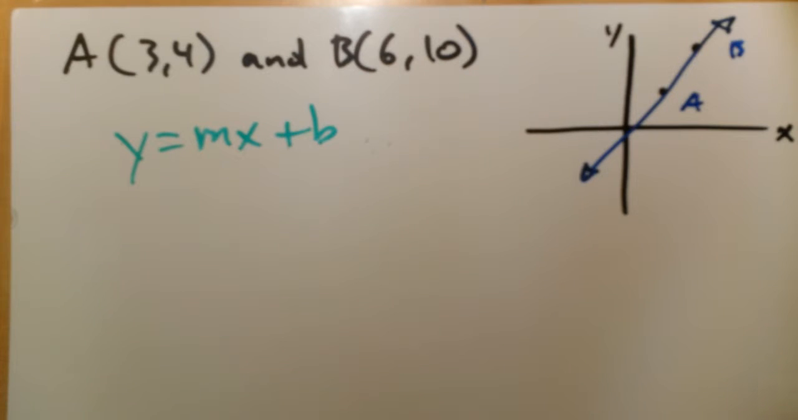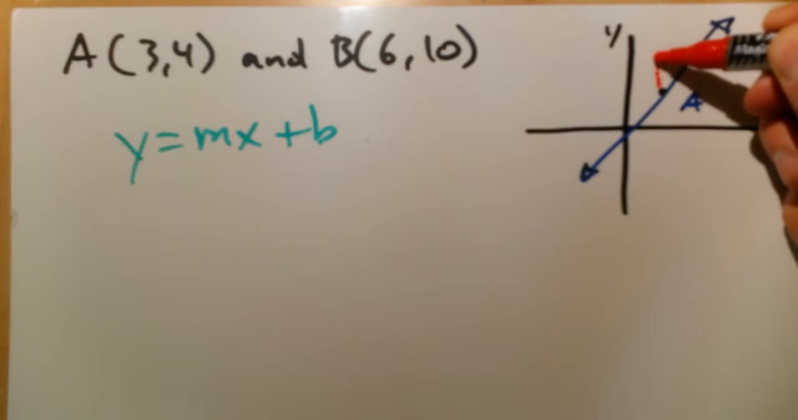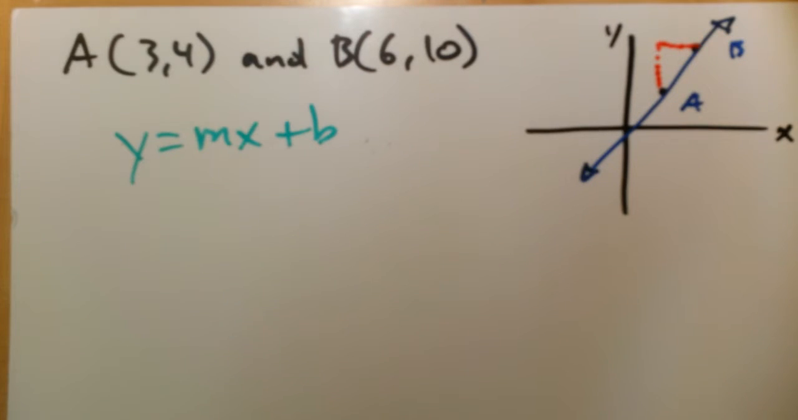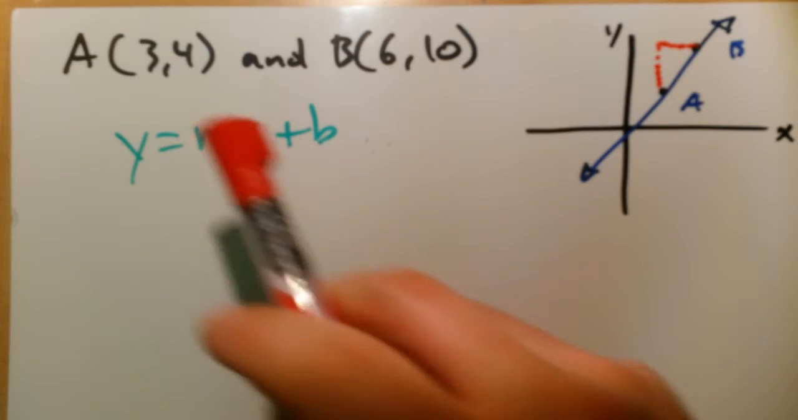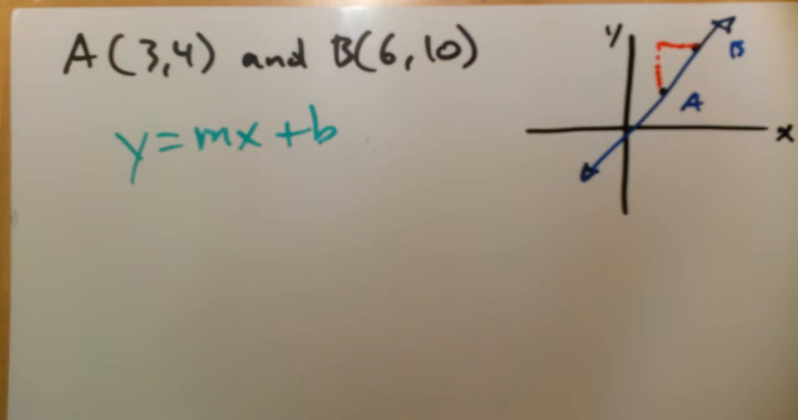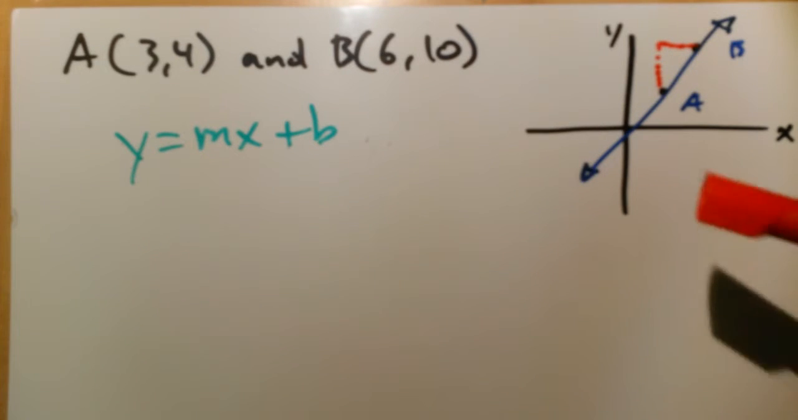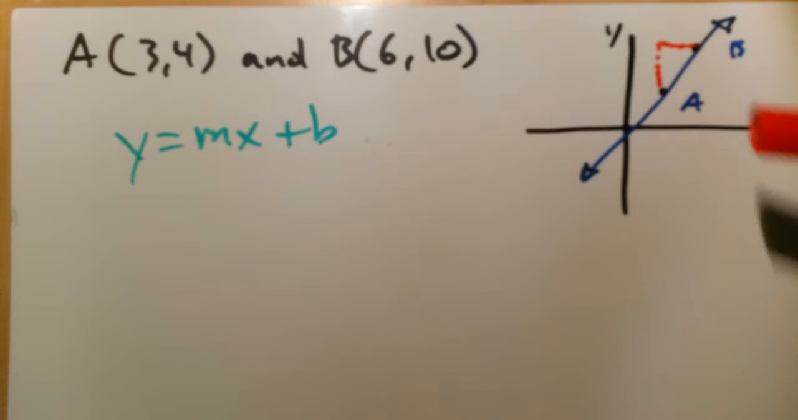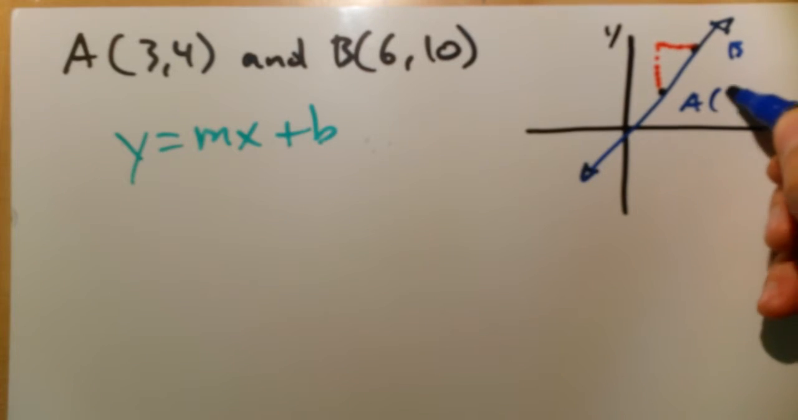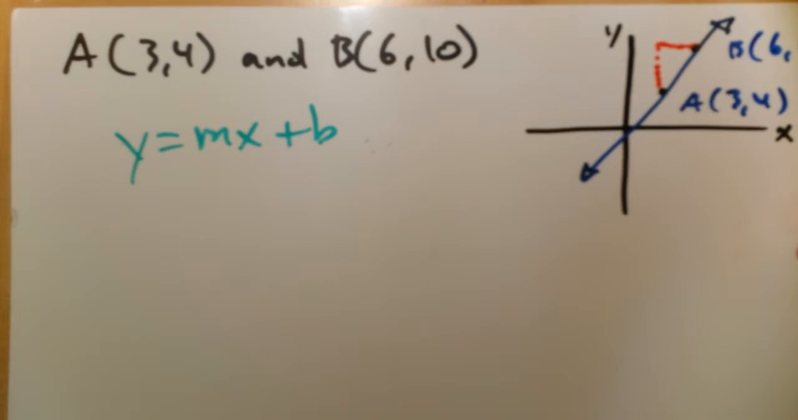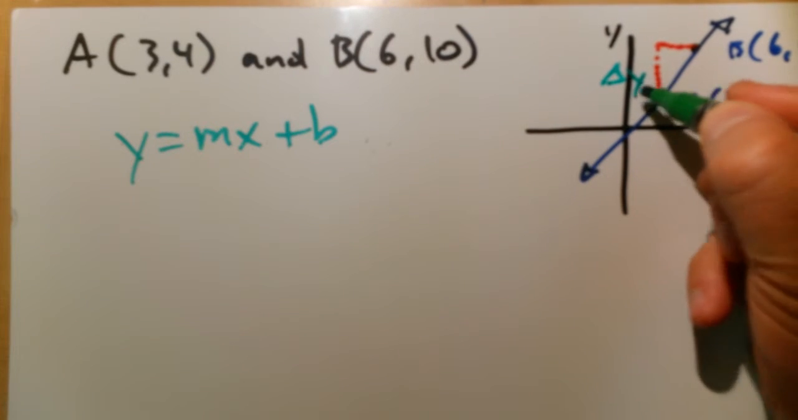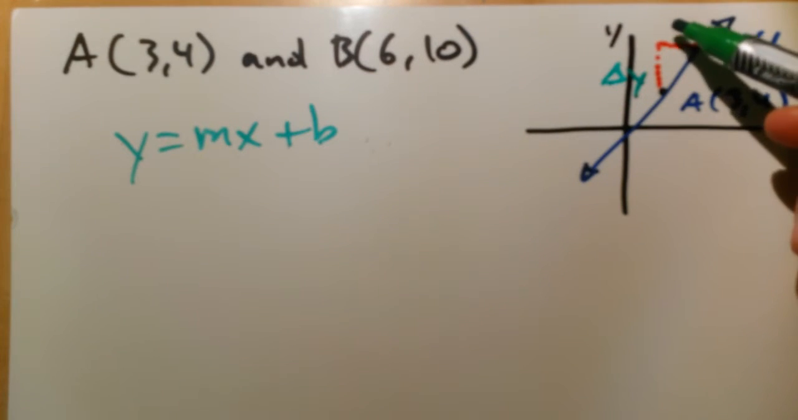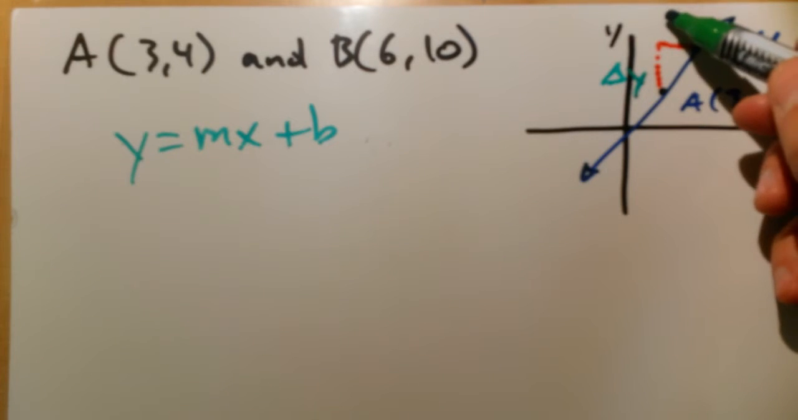And we know that the slope of the line is rise over run. But how do we find the slope of this line? Well, we know that the rise is the change in the y values. So for example, this is 3, 4, this is 6, 10. So we have to find the difference between the y values, over the run, the difference of the x values.